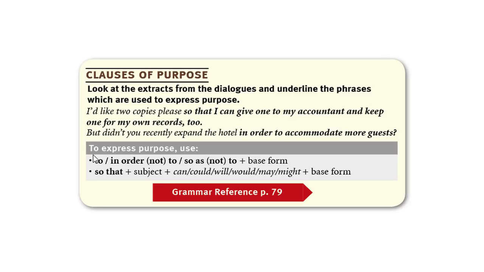To express purpose, لنبين أن هنالك هدف نستخدم التالي: to, in order to, in order not to اختياري, so as to, so as not to. ونستخدم بعد هذه البادئات base form الفعل في المصدر. So that plus subject الفاعل plus can, could، أي فعل من أفعال المودلز، ثم نأتي بعدها بالفعل في المصدر أيضا.